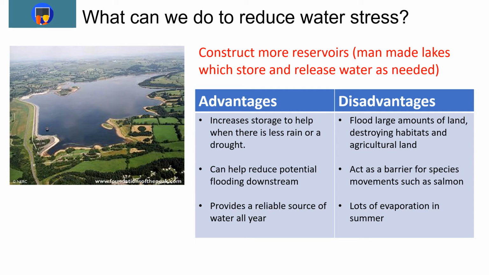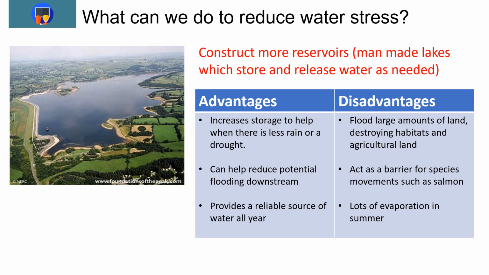The title of this next part is What Can We Do to Reduce Water Stress? So we're going to be discussing some of the possible solutions. You're going to complete the tables using the notes on the board. So option number 1 might be to construct more reservoirs. There's a photograph of a reservoir on the left. A reservoir is a man-made lake which is used to store and release water as needed.